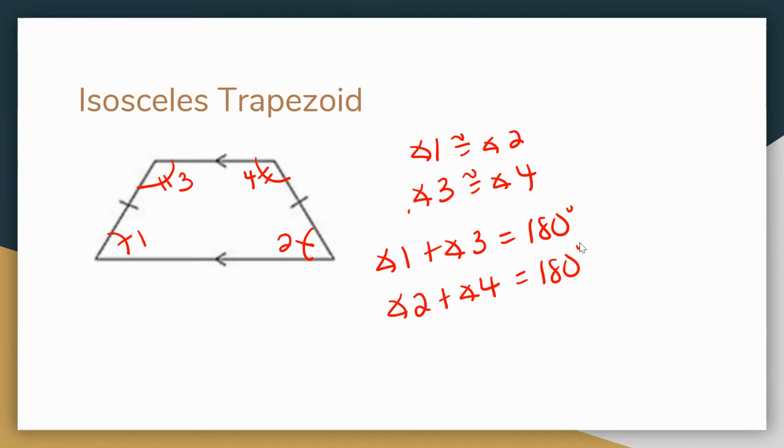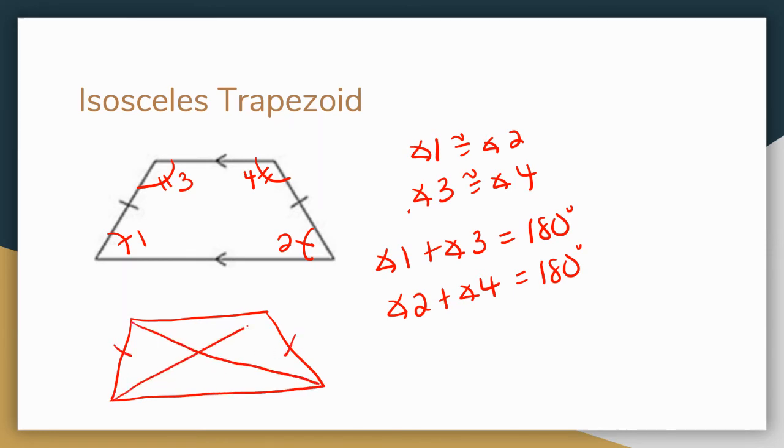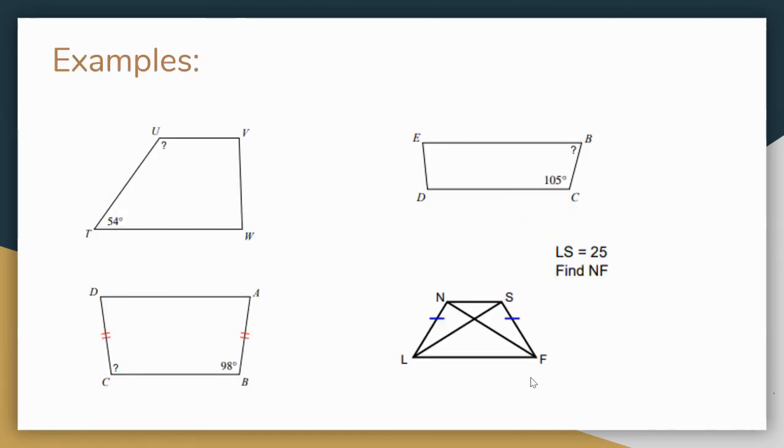The other property of an isosceles trapezoid is that their diagonals are congruent. So if I have trapezoid GEMO, segment GO is congruent to segment EM. Those diagonals are congruent. Okay, let's do a couple examples.